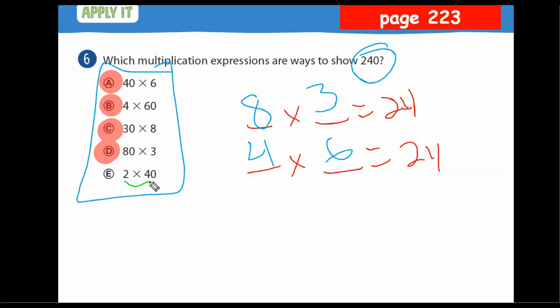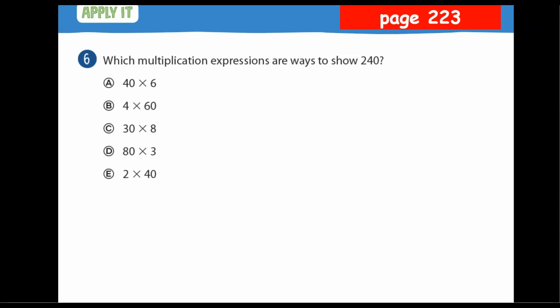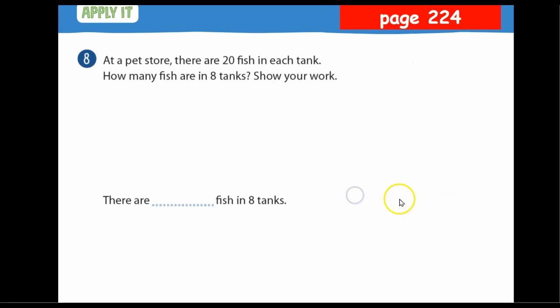2 times 4 is actually what? 8. And then I bring the 0 down. So in this case, this would be 80, not 240. Here, 4 times 6 is 24. Put the 0 down. 4 times 6 is 24. Put a 0 there. 3 times 8 is also 24. And we add a 0. 8 times 3 is also 24. And we add a 0. So A, B, C, and D would work. Okay. Let's get those.